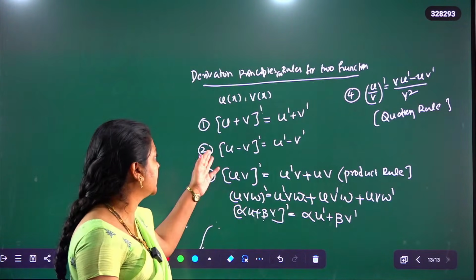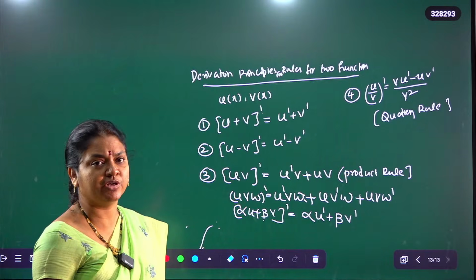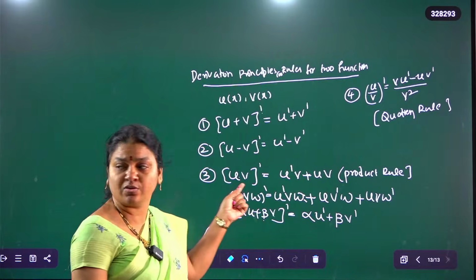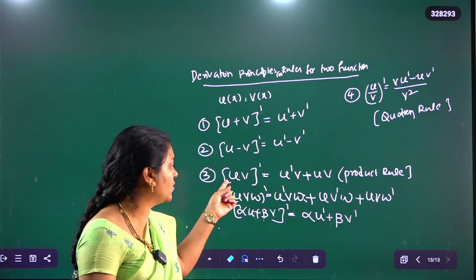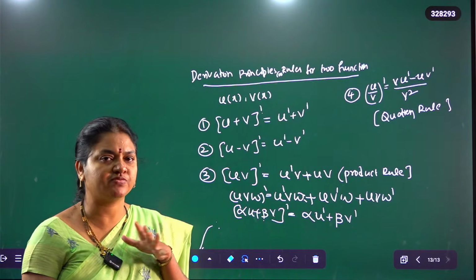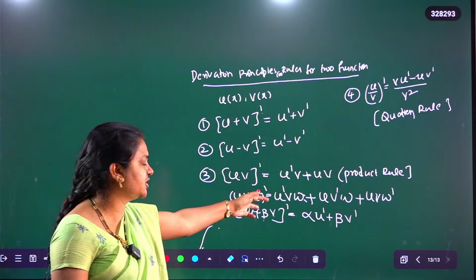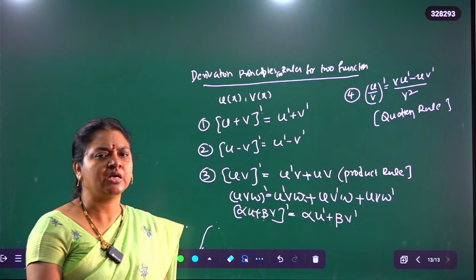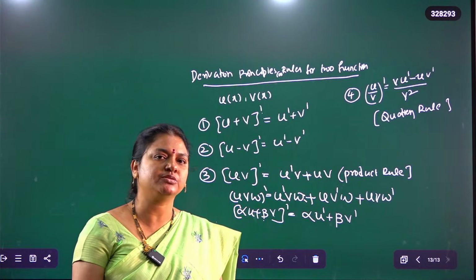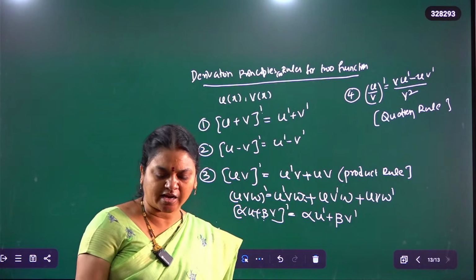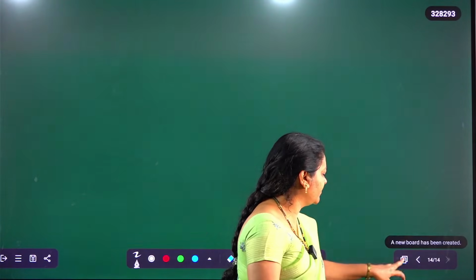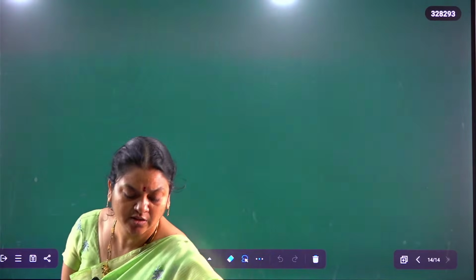So these are the basic principles or rules that we will use in doing problems. U plus v whole dash equal to u dash plus v dash, u minus v whole dash equal to u dash minus v dash, u v whole dash equal to u dash v plus v u dash, and u by v whole dash equal to u dash v minus v u dash by v square. This is the quotient rule, this is the product rule. We will use all these formulas in each and every problem, so you need to remember all of them. Now we will not go only into theory, we are going to learn some problems and we'll see some MCQ questions also. Okay? Right.